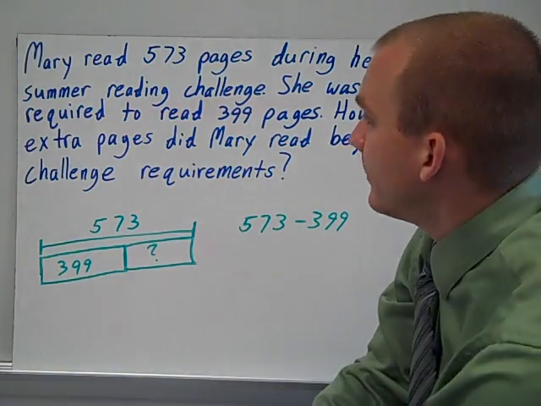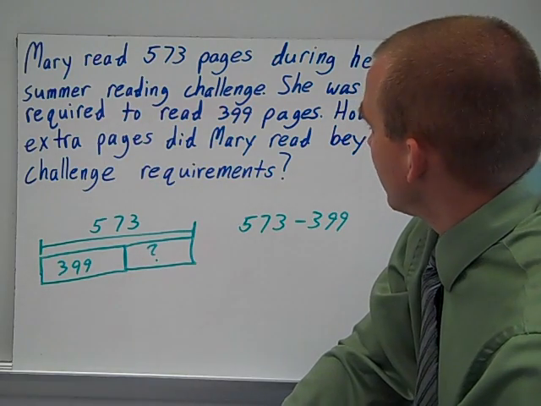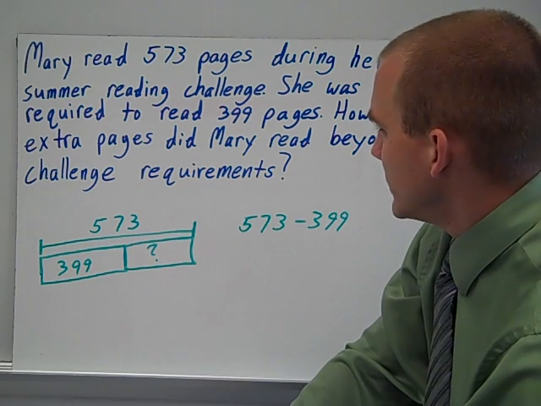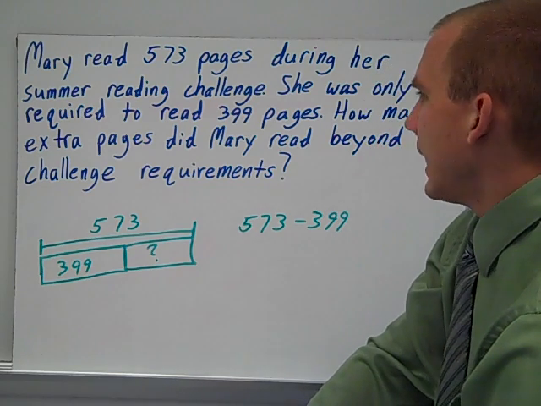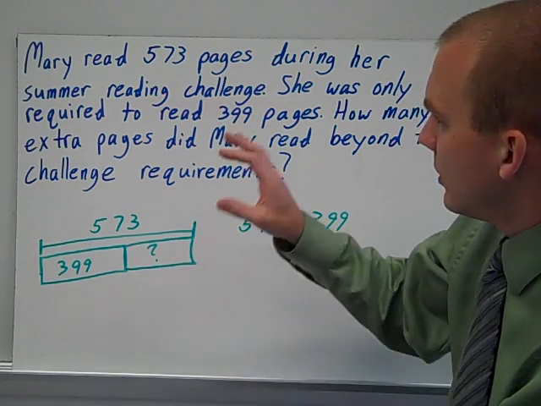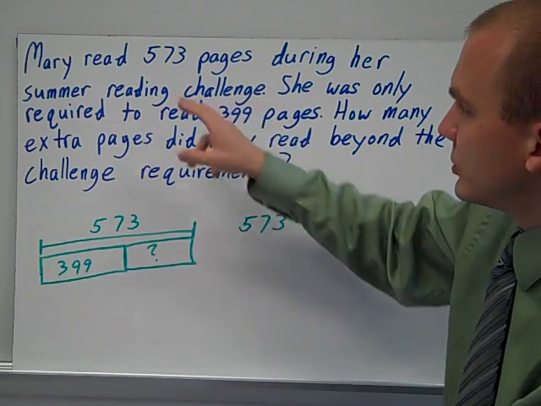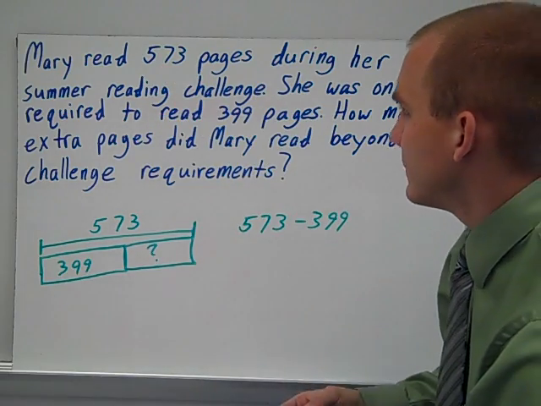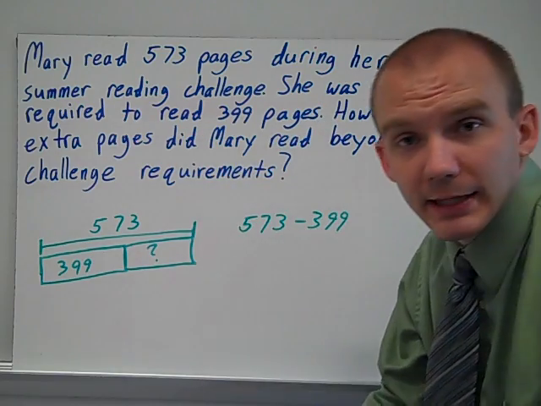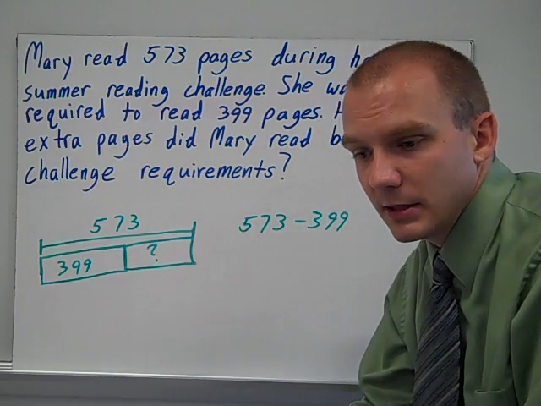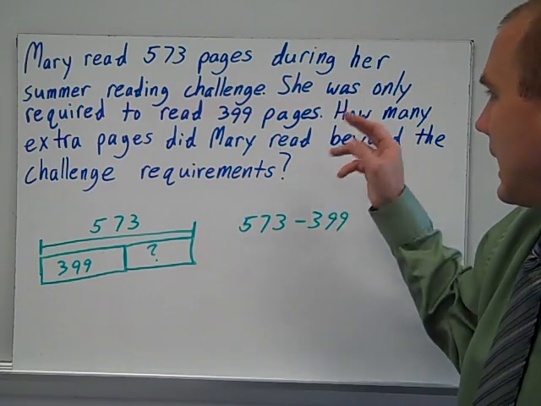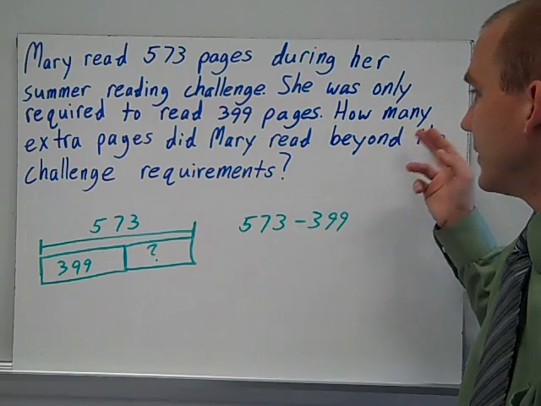Let's try a word problem. Mary read 573 pages during her summer reading challenge. She was only required to read 399 pages. How many extra pages did Mary read beyond the challenge requirements? When I look at this, I think, okay, what did Mary do? She read 573 pages. That's what she did during her summer reading. But she was only required to read 399. Well, 399 is less. So that means she read more than what she was required. How many extra pages did Mary read beyond the challenge requirement?